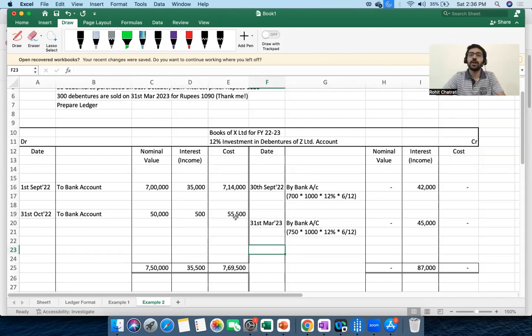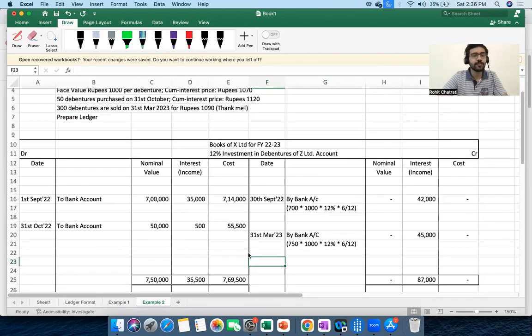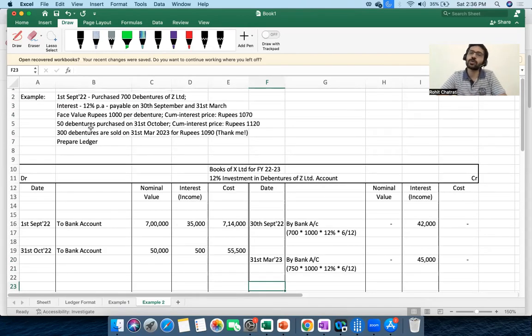Now remember, at the time of sale, we also have to record any profit or loss that we have on sale of investment. But we have a problem over here. I have not sold all my debentures. Out of 750 debentures, I have sold only 300 debentures, and now I have to calculate the weighted average cost. I am required to calculate the weighted average cost of debentures sold.